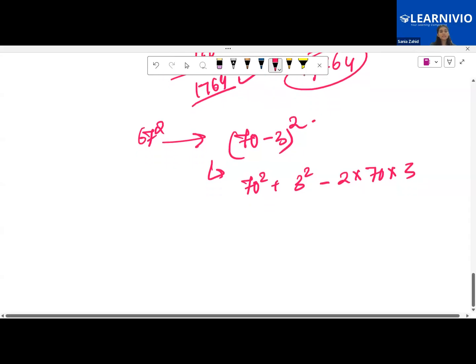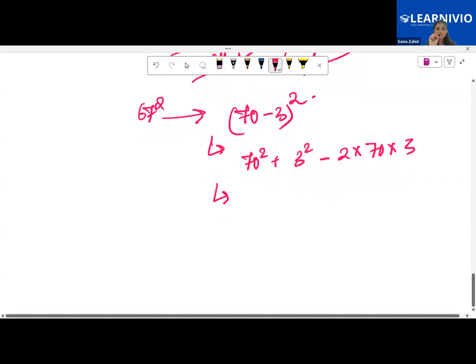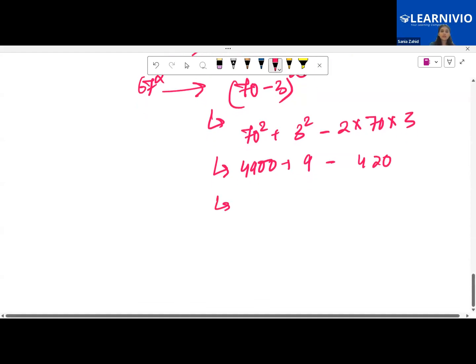And 70 square is equal to 4900. Let me solve. You have 4900 plus 9, minus 420. Then you can add all of these. You have 9, then 2, 8. No, no, wait. 13 and 5. So you have 5329.